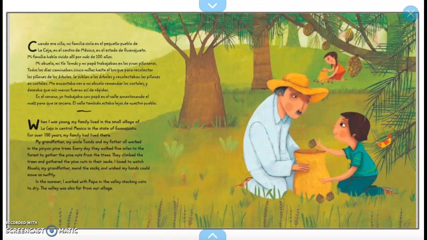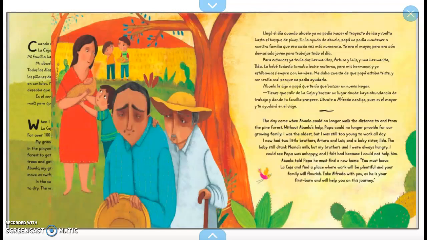When I was young, my family lived in the small village of La Ceja in central Mexico in the state of Guanajuato. For over 100 years, my family had lived there. My grandfather, my Uncle Tomas, and my family all worked in the pine trees. Every day, they walked 5 miles to the forest to gather the pine nuts from the trees. They climbed the trees and gathered the pine nuts in their sacks. I loved to watch Abuelo, my grandfather, mend the sacks, and wished my hands could move as swiftly. In the summer, I worked with Papa in the valley, stacking corn to dry. The valley was also far from our village.